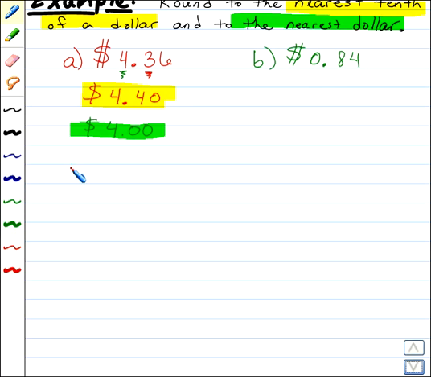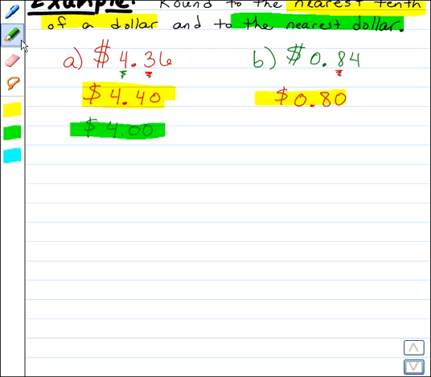In B, first we want to round to the nearest tenth. Tenth position, that's where the 8 is. Look just to the right of the 8, and there's a 4, which is less than 5, so you round down, which gives us 80 cents. That's our yellow answer. That's the nearest tenth. Not done yet.